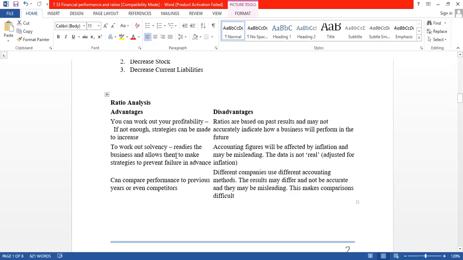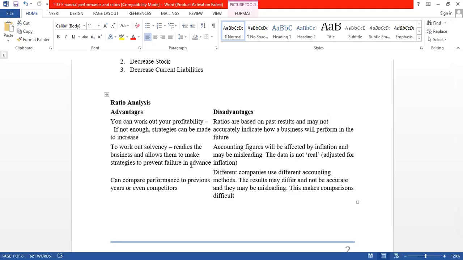Another advantage: to work out solvency, ratios allow businesses to make strategies to prevent failure in advance. By using ratio analysis, we can find out solvency problems and liquidity issues. If the business has certain liquidity issues, not having enough money to pay their bills and short-term debts, that's called the solvency level. How does the business have the reserves and everything to meet these liabilities?